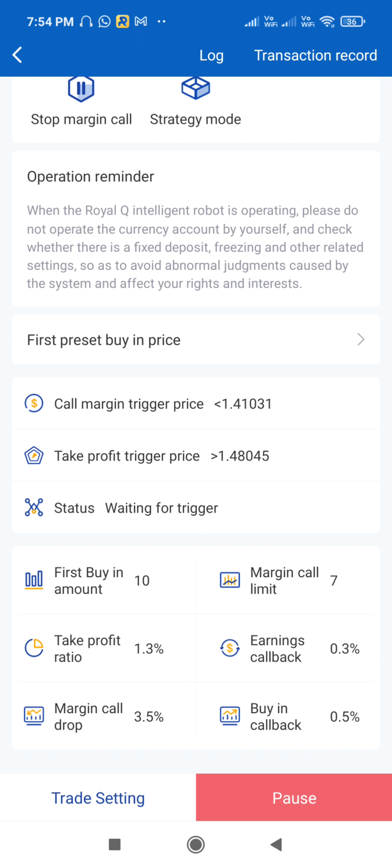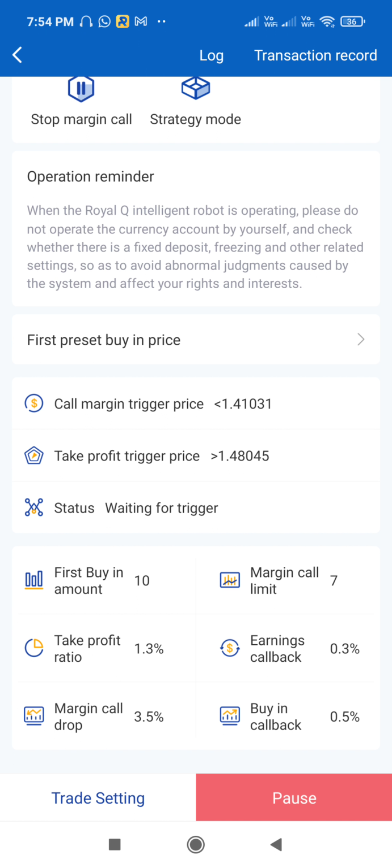That's why your take profit is 1.3 and earning callback is 0.3. Once it crosses 1.3 and if it comes 0.3 down, it will close your trade in a profit. So that's a good benefit we are going to get from this bot.